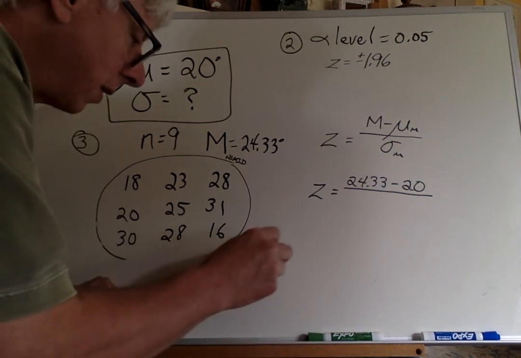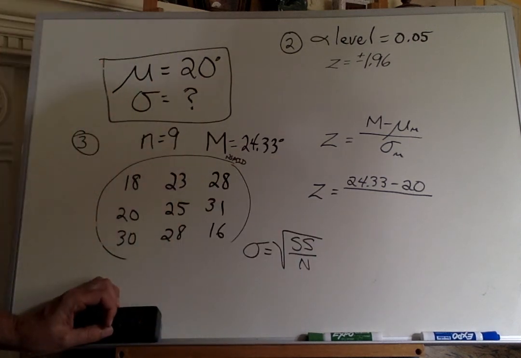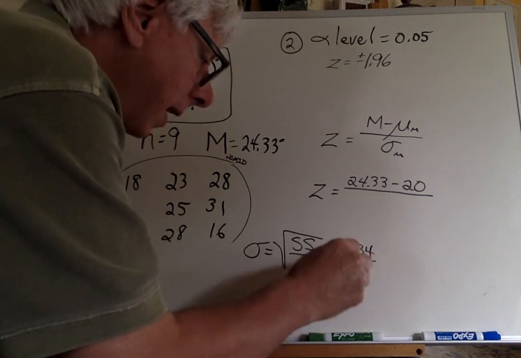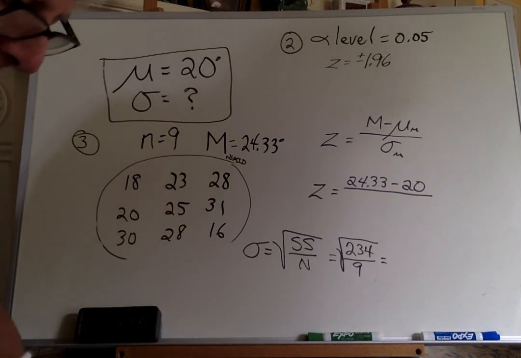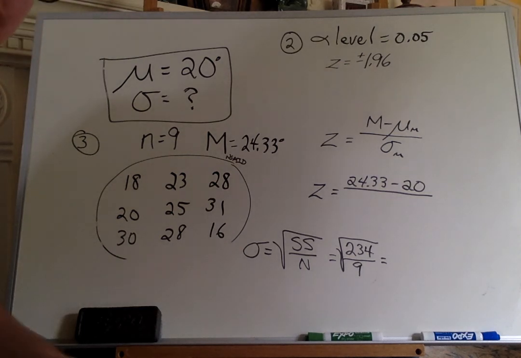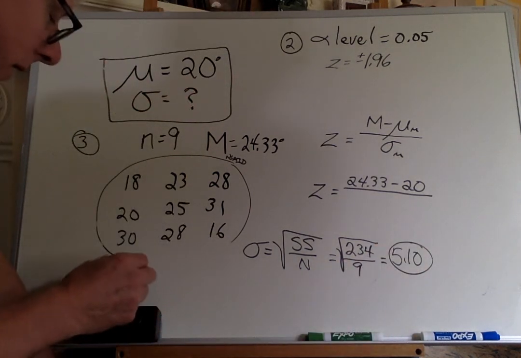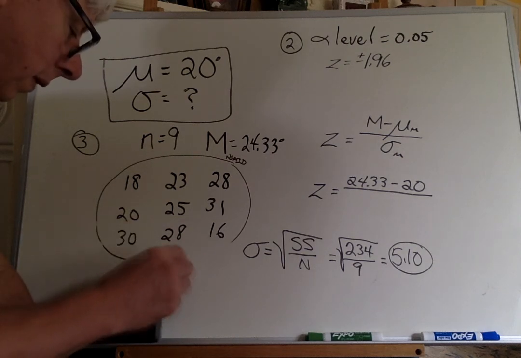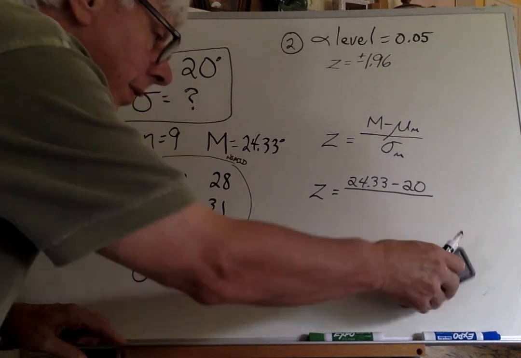So standard deviation is equal to sum of squares divided by n, take the square root, which is 234 divided by 9. Don't forget to take the square root, okay? 234 divided by 9 equals, take the square root. So 5.10. 5.10 is our standard deviation for this group of 9 numbers.